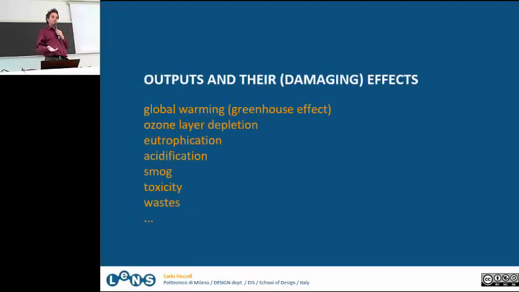And then the output. I won't go through those. We saw them very briefly the other time, and this is not the course to speak about this. But basically, we are speaking about global warming, ozone layer depletion, eutrophication, acidification, smog, toxicity, waste, and then there are others like noise, electromagnetic or radioactive impact, or land use, and so on.